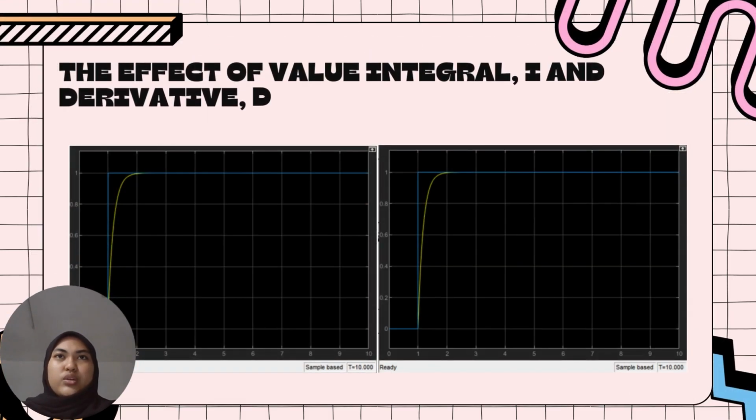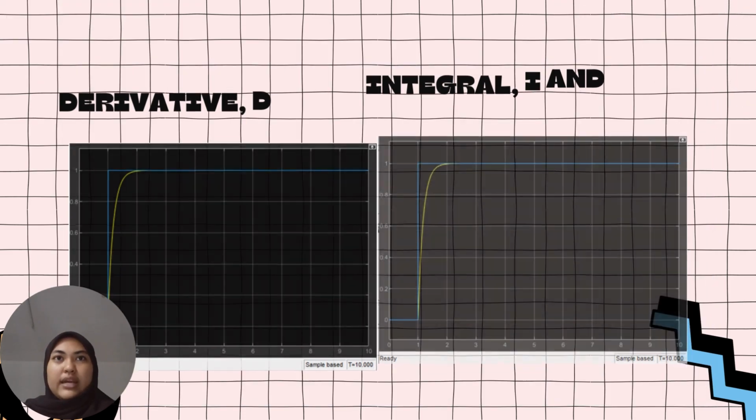Next, we go to the effect of the derivative value D. The first graph shows D equal to 0.1 and the second one is D equal to 5.05 exponent negative 7. What we can see in these two graphs is that the smaller the derivative value, the smaller the clearance between the step input and output line.